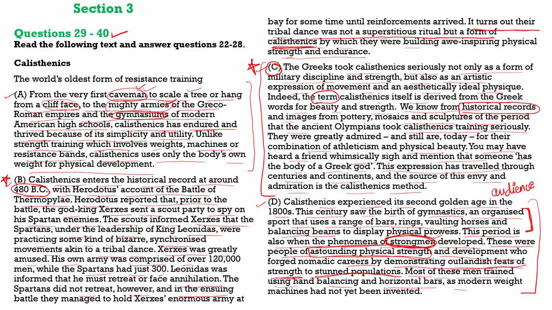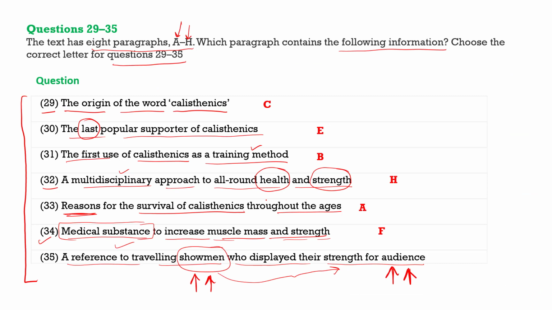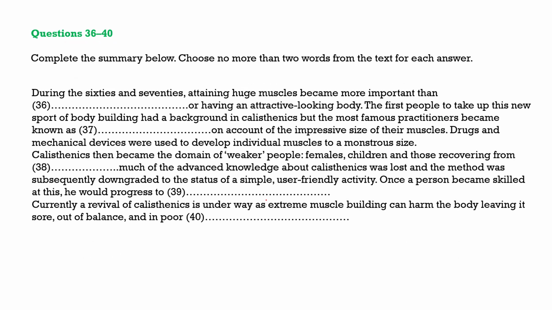This is the information we are looking for, that there were people who had a very good physique. They demonstrated, they showed their physique to the audience. Therefore, the passage is talking about the strong men who had astounding physical strength, and they also demonstrated their strength to a stunned population. So therefore, students, what is the answer? The answer to question number 35 is D. So students, this is the correct way to find the information. No doubt you have to read the entire paragraph, but once you have finished reading one paragraph and what it is saying, keep the facts in your mind so that you do not have to read it again and again. Alright? Now let us move to the next question.